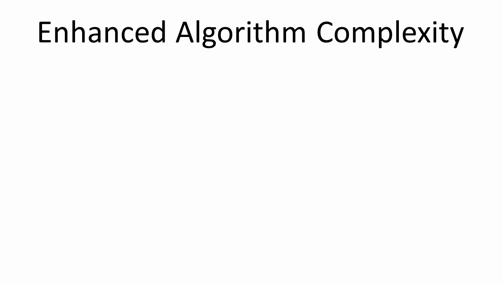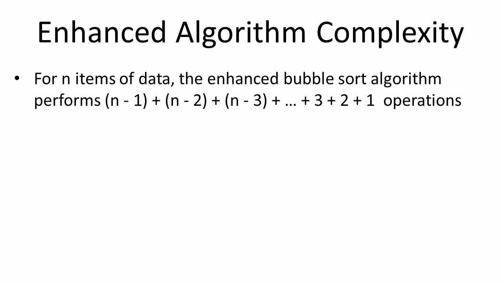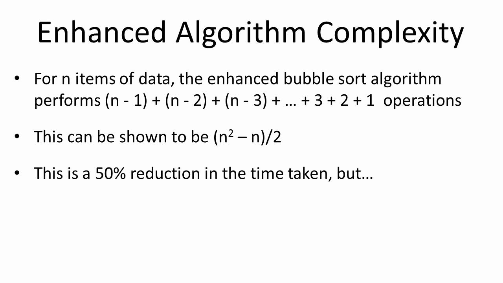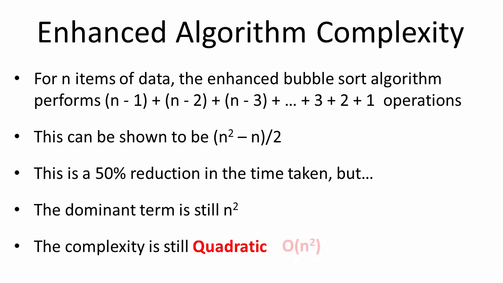So what's the impact on the complexity? Well, for n items of data, the enhanced bubble sort algorithm performs n-1 plus n-2 plus n-3 all the way down to 3, 2 and 1 operations. Now, without going into the mathematics, this can be shown to be (n^2 - n)/2. And this gives us a 50% reduction in the time taken. But the dominant term is still n^2. So even our enhanced bubble sort still has quadratic complexity.